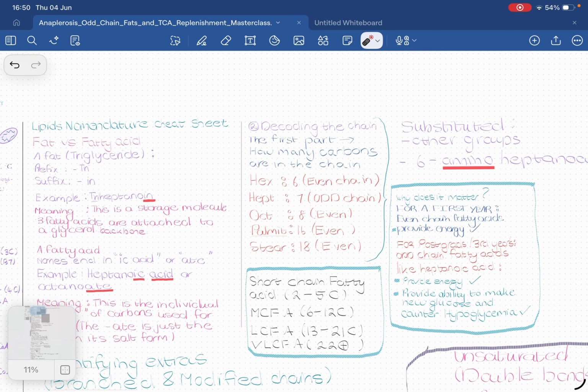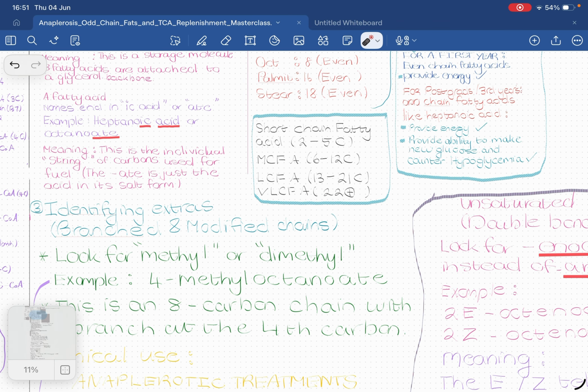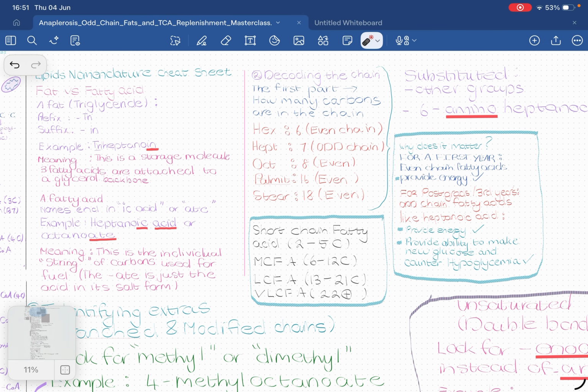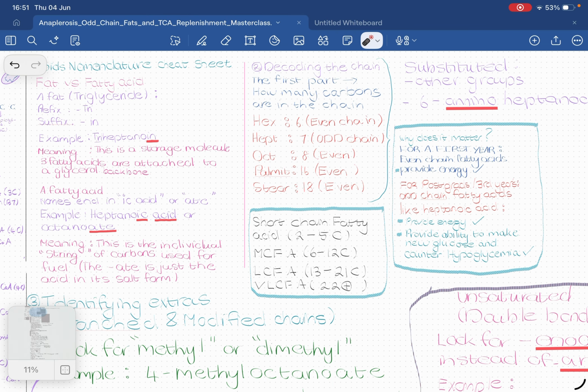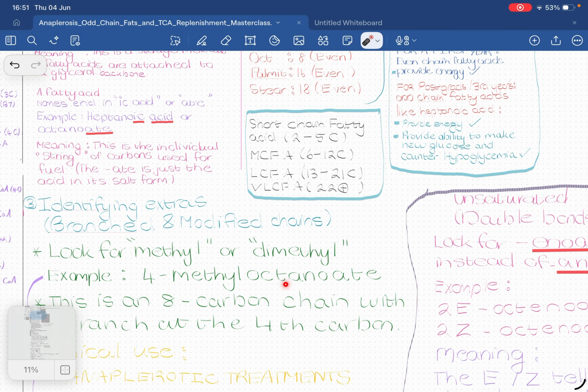And then I just want to show you the other thing. Okay, decoding the chain. The first part will tell you how many carbons there are. So hex will tell you that there's 6, so it's an even chain. And hept will tell you that it's 7. 8 is oct. Palmit is 16, also even. And ster tells you it is 18, so it's also even. And then just remember that I told you about the 4-methyl octanoate. The moment that it's branched, the branch doesn't count for the even or uneven amount of carbons. It's just still an even chain, even though the total is 9.